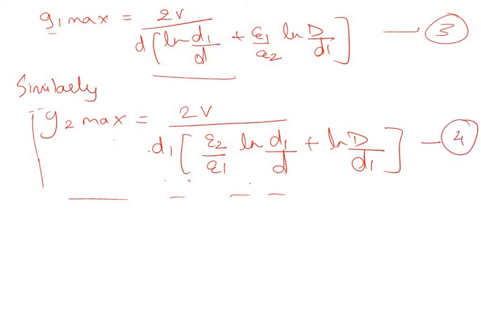Okay. So now thus we can say that the electric stress is inversely proportional to the permittivities. So this is dielectric stress G1 and G2, and they are inversely proportional to epsilon values. So G is inversely proportional to epsilon. Now we have to get the condition for equal maximum stress.